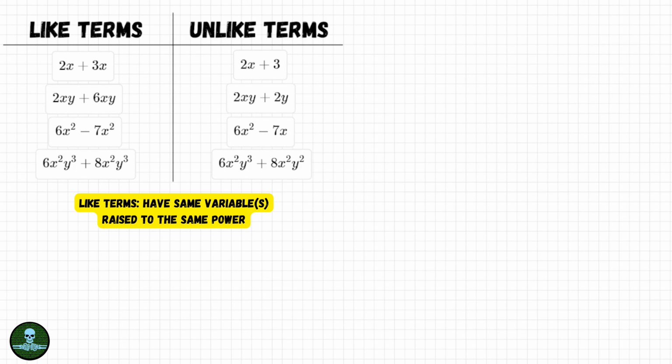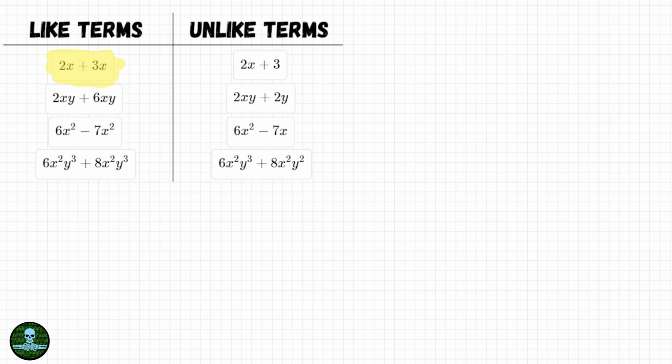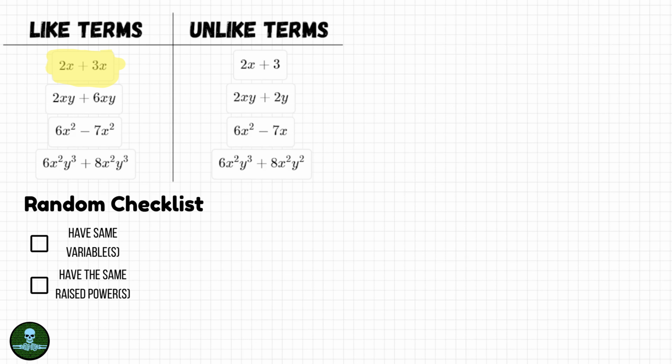So let's focus on the first expression, 2x plus 3x. Well, let's make a checklist. They have the same variables. Coefficients do not matter in this case at all. In like terms, unlike terms, it doesn't matter if the coefficient is 5,000. Coefficients do not matter. Alright, so what's 2 plus 3? Of course, it's 5. So we have 5x. That's going to be the answer to the first one.